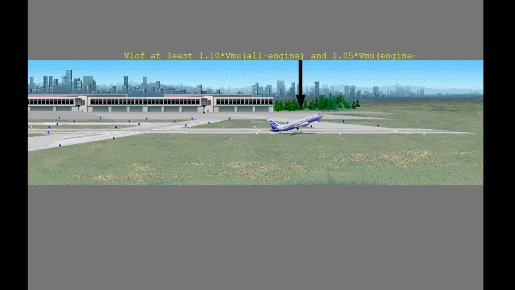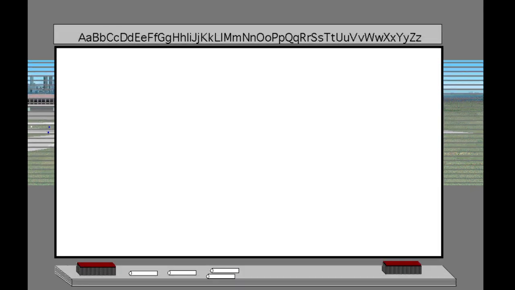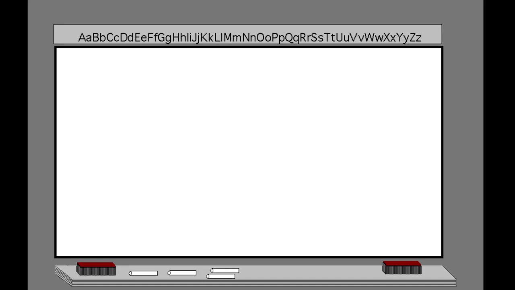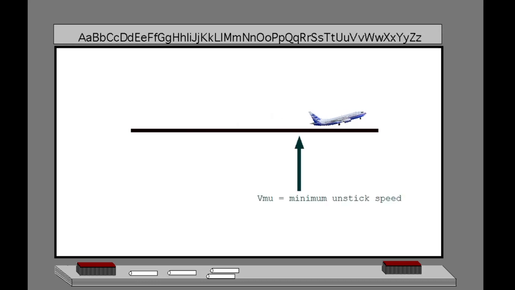VR must also result in a liftoff speed that is at least 10% greater than the all-engine minimum unstick speed and 5% greater than the engine-out minimum unstick speed. The minimum unstick speed is the speed demonstrated in flight test as the lowest speed at which the airplane can lift off the ground and safely fly away. This speed is determined at the maximum angle of attack that is physically attainable by the aircraft while on the ground. The airplane accelerates at this attitude until it is able to lift off and safely fly away.